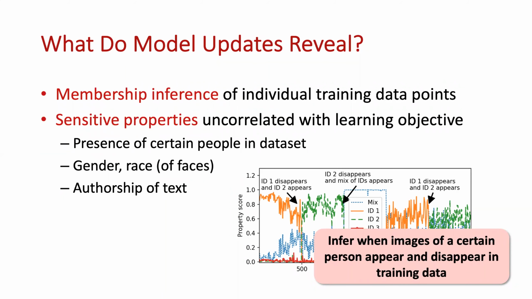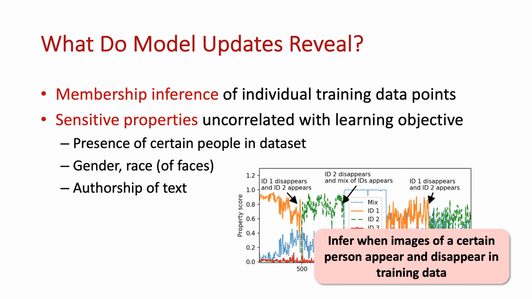But it goes beyond that, because there are properties of the training data that are being revealed, which are actually uncorrelated with the learning objective. So you can tell if certain people were present in the data set. You can figure out sensitive properties such as authorship of text and various things related to bias.